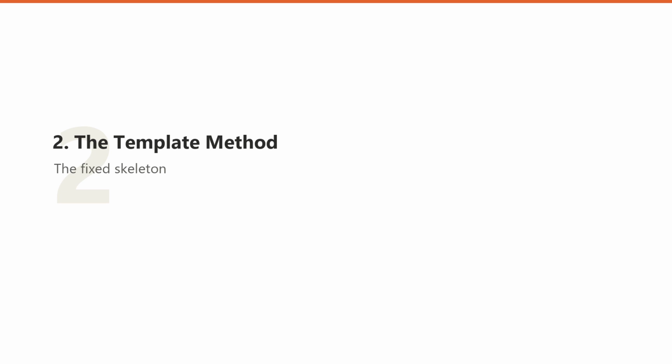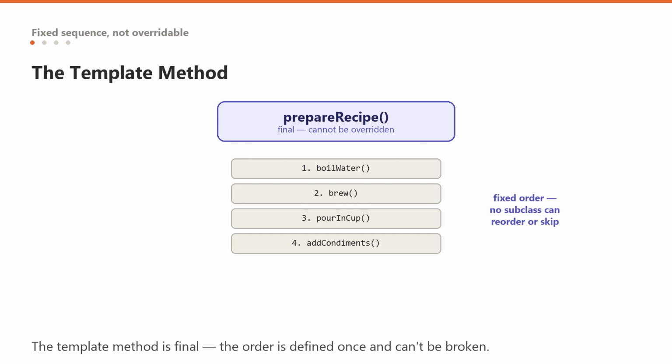Concept 2. The template method itself. Let's be precise about the template method itself. It's a single method in the base class that lays out the algorithm as a series of step calls in order. Crucially, it should not be overridable. In languages like Java, you mark it final, so subclasses cannot change the sequence. They can only fill in the individual steps. This is the guarantee the pattern gives you. The order of operations is fixed and defined once, and no subclass can accidentally reorder or skip a step. The template method is the backbone that holds the whole algorithm together.